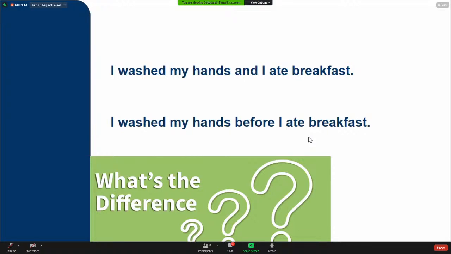I washed my hands. Here it is: I washed my hands before I ate breakfast. Think of that. There is a little bit of difference: here we are using the word "and", and here we are using the word "before".